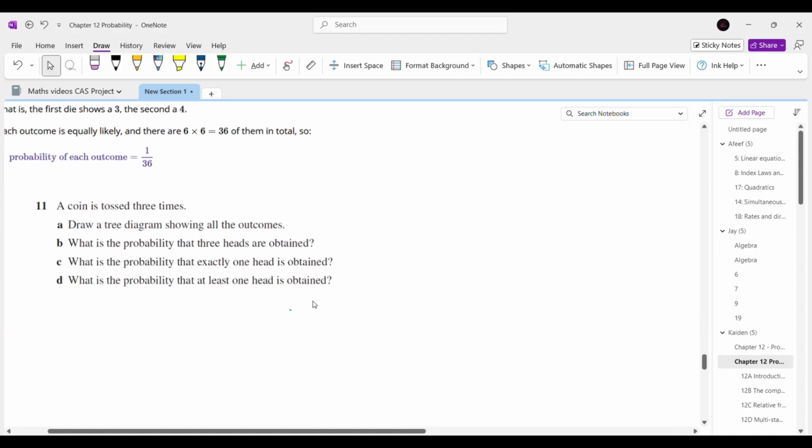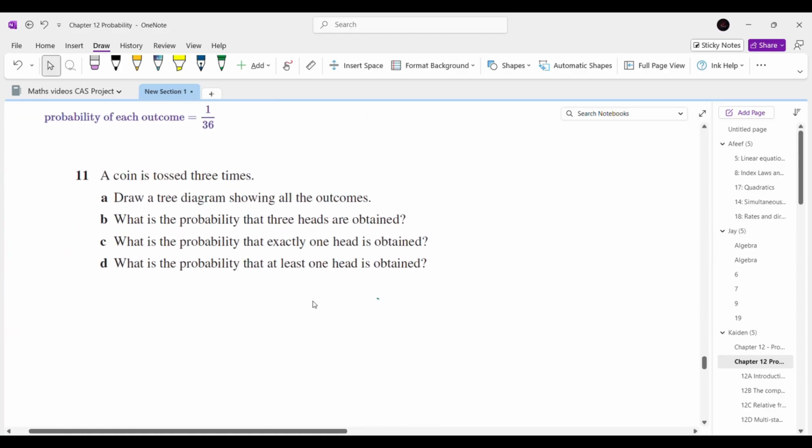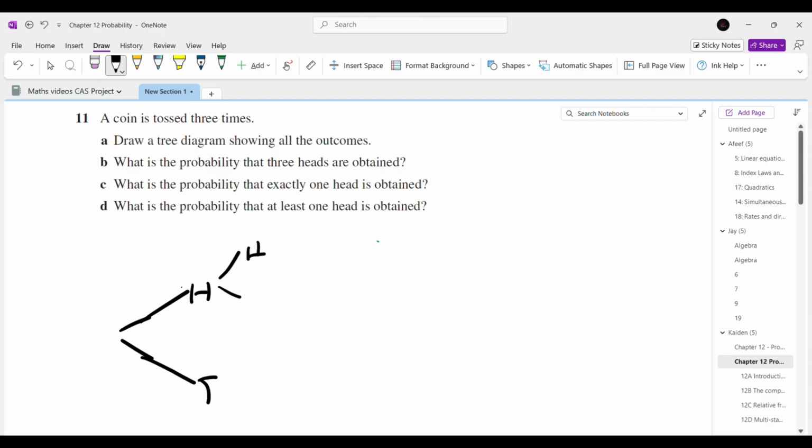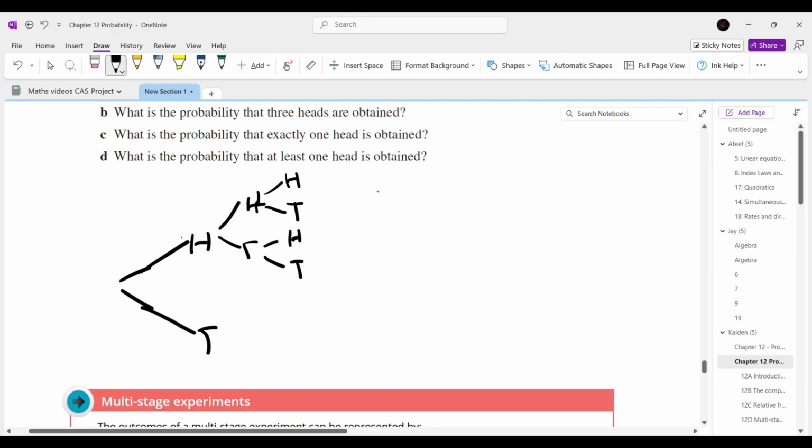So let's just try one right here. A coin is tossed 3 times. Draw a tree diagram showing all the possible outcomes. So the first toss is just either going to be heads or tails. And our second toss, once again, will be heads or tails. And finally, our third toss, heads, tails. And then for the tails side, heads, tails, heads, tails, heads, tails.